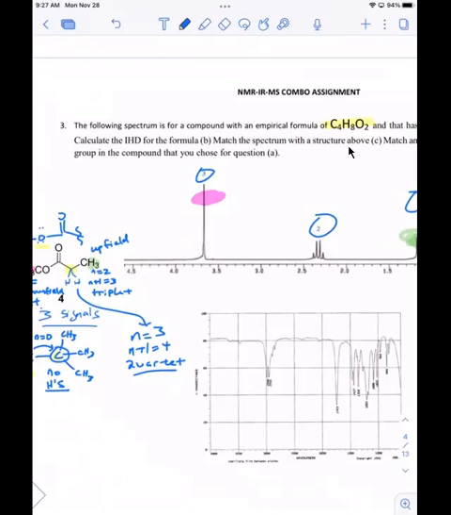I have a question. Why is the double bonded oxygen not considered a signal? There are no protons. This is proton NMR, so all we're looking at is hydrogens. Now you can do oxygen NMR, but what we're studying right now is proton NMR. So if it's not a hydrogen, it's not going to show up in the spectrum.